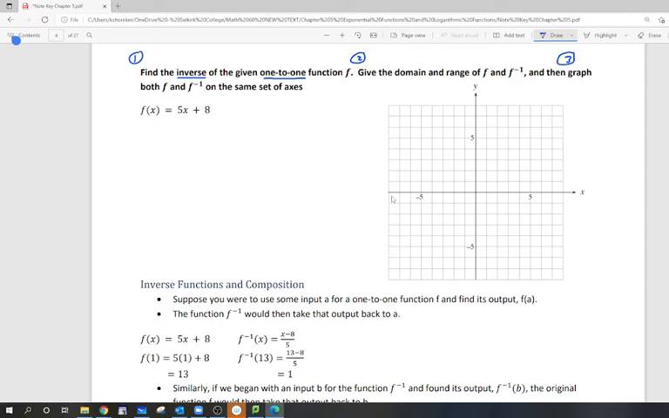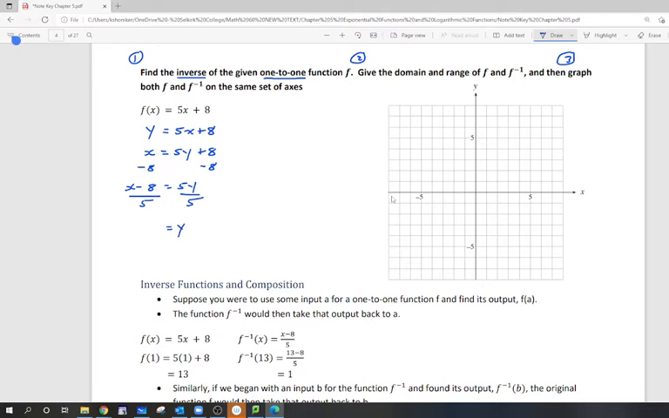So I want you to take this equation and solve for y after you've switched your x and your y values. So you could pause it if you want. Okay, first step, put y equals 5x plus 8. Now switch your x and your y's. x equals 5y plus 8. And now we're going to solve for y. So I'm going to subtract 8. I get x minus 8 is equal to 5y. And then I'm going to divide by 5.